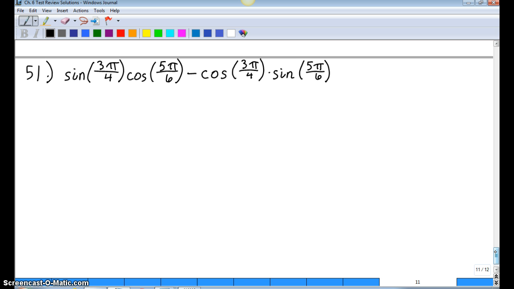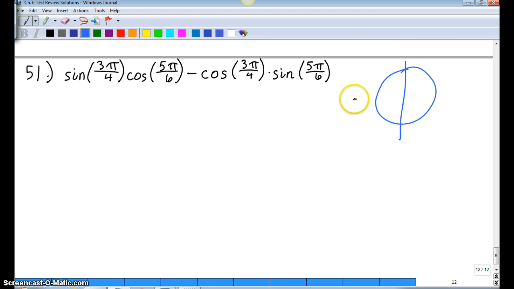What we're going to look at here real quick, I'm going to draw up a unit circle and put our quadrants in. Now 3 pi over 4, I'm going to draw in. Here's my 0, pi over 2, pi, and 3 pi over 2. So 3 pi over 4 puts us into the second quadrant, but also 5 pi over 6 does as well. So 5 pi over 6.